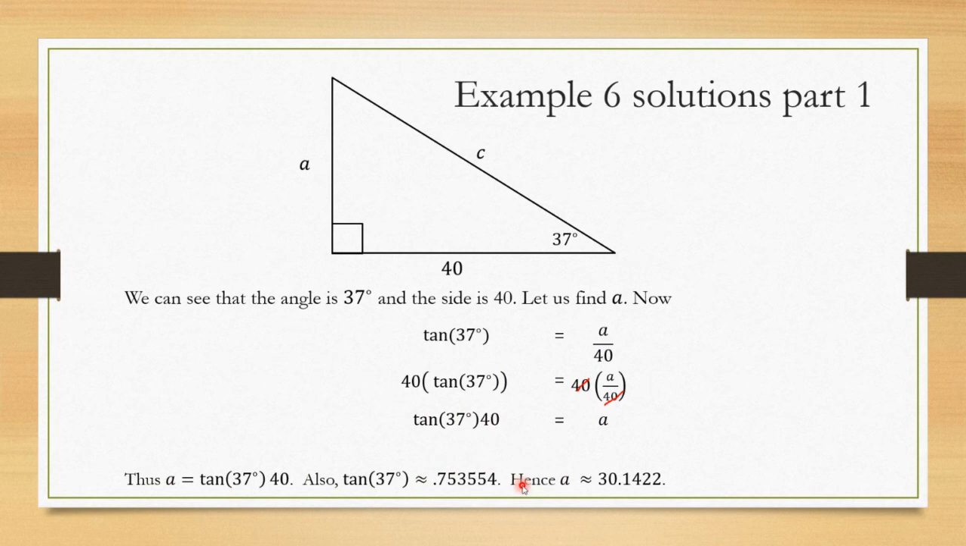And again, make sure you're in degree mode. Just check this actually. Again, you want to make sure you're in degree mode. If you do 37, then type tan, yeah, you do get that. Okay, good, I just double checked. And then you just multiply that by 40 and you get this. A is approximately this amount. All right.